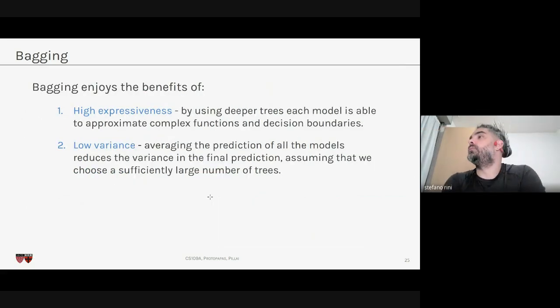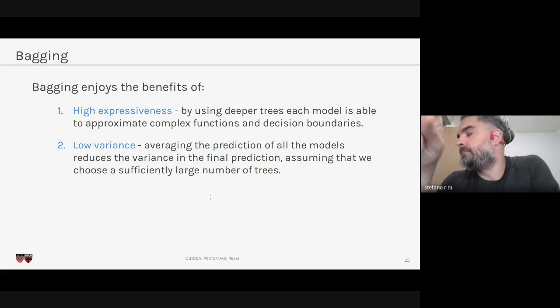So we took a simple model that was underperforming. We figured out that we could create an ensemble method out of this, right? So we could combine the decisions of different models in order to increase the performance. And what did we gain? Well, we still have a fairly high expressiveness, because if we use deeper trees, then we can approximate complex functions.